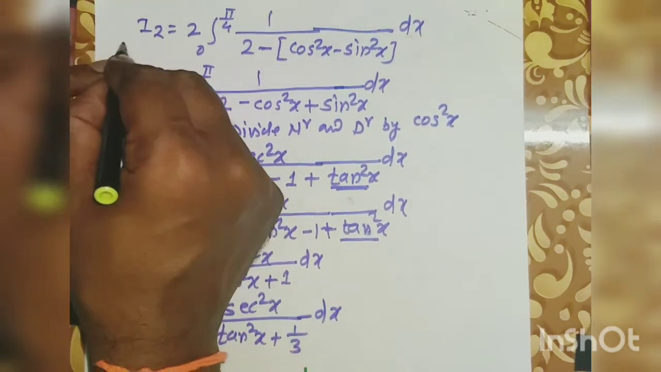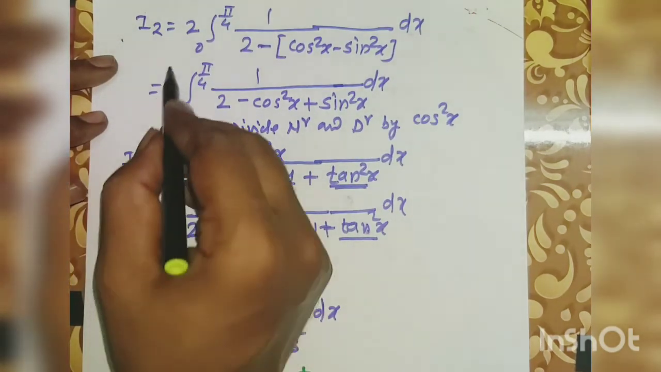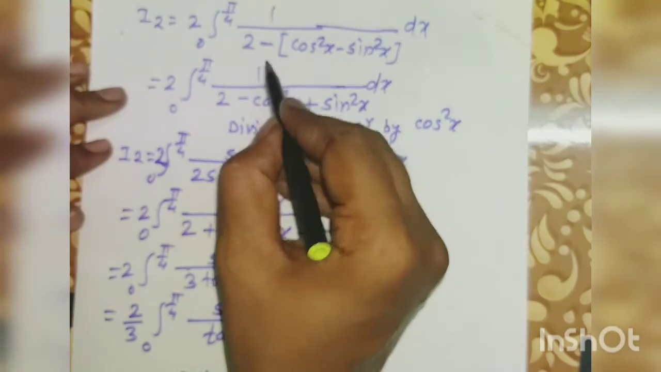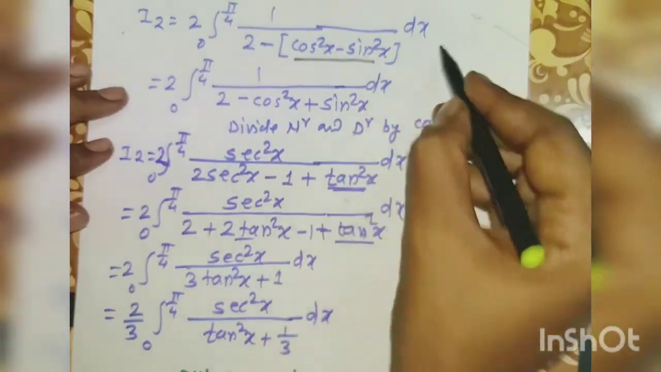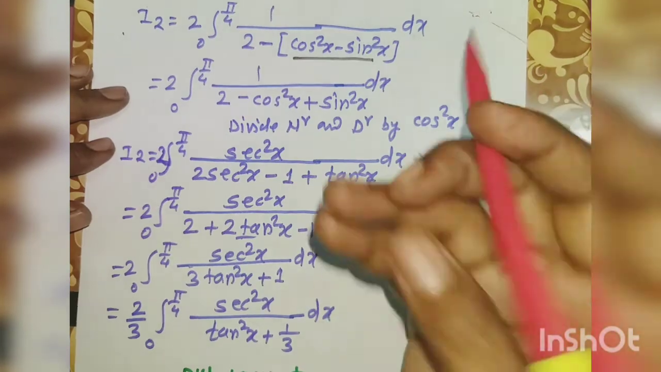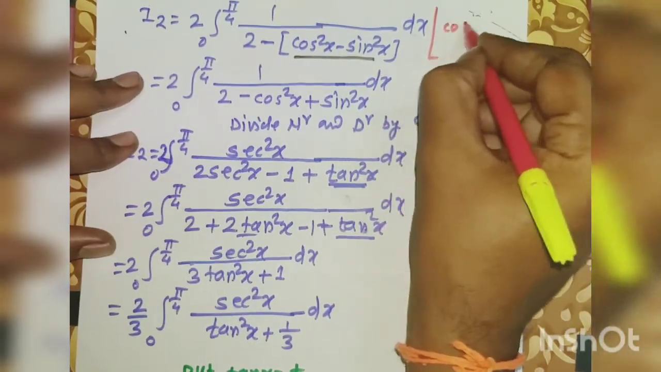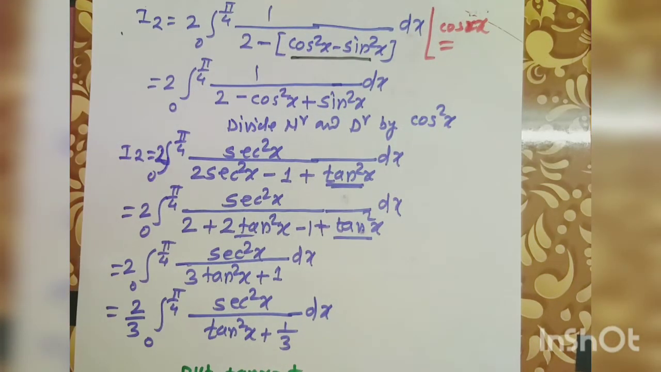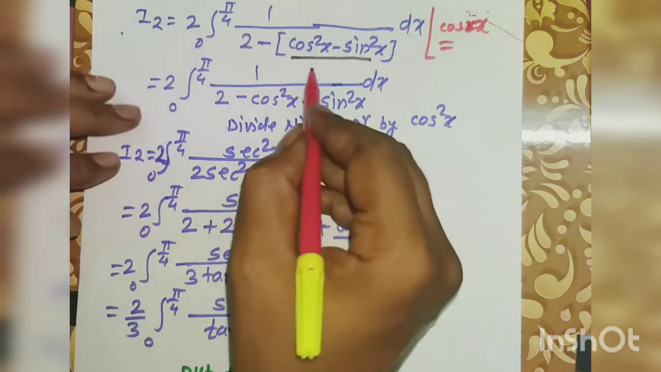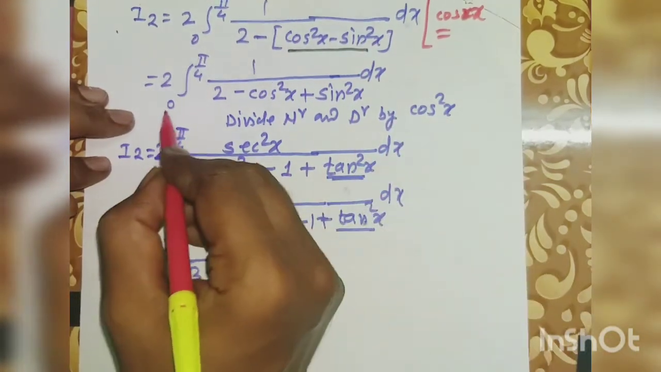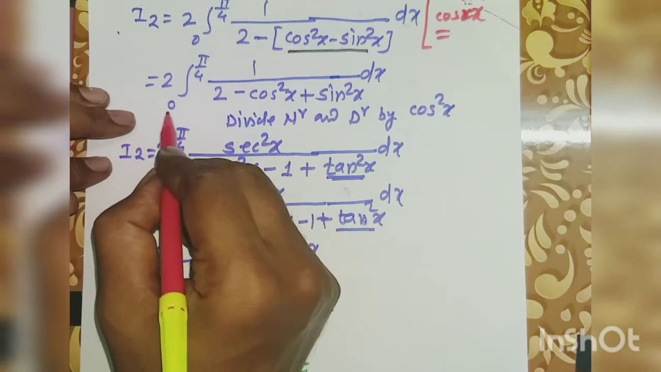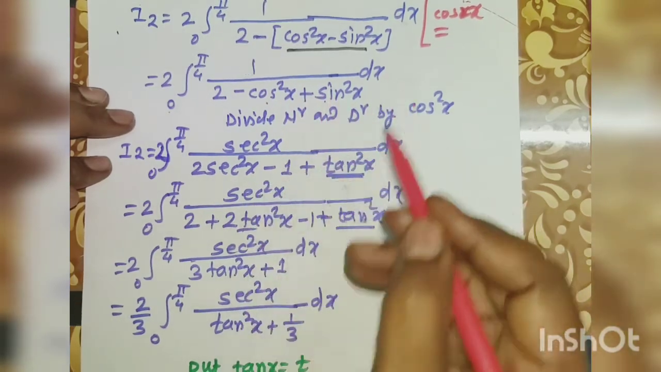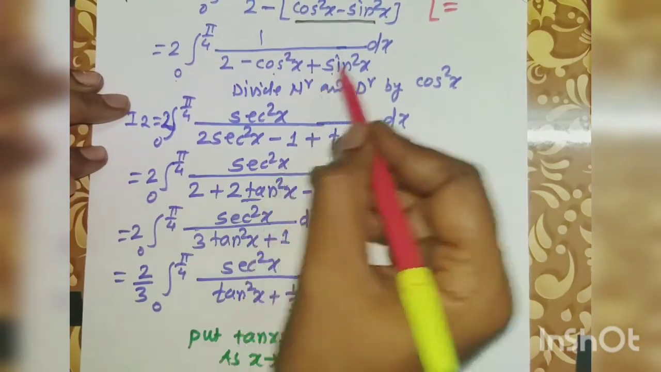Now here the I2 we solve in this way. I2 is equal to the integral from 0 to pi by 4 of 1 divided by, instead of cos 2x, I write the value of cos 2x. There are different formulas. The first formula is cos square x minus sin square x. We apply this formula, cos square x minus sin square x. Then we get twice the integral from 0 to pi by 4 of 1 divided by 2 cos square x minus, minus plus sin square x.